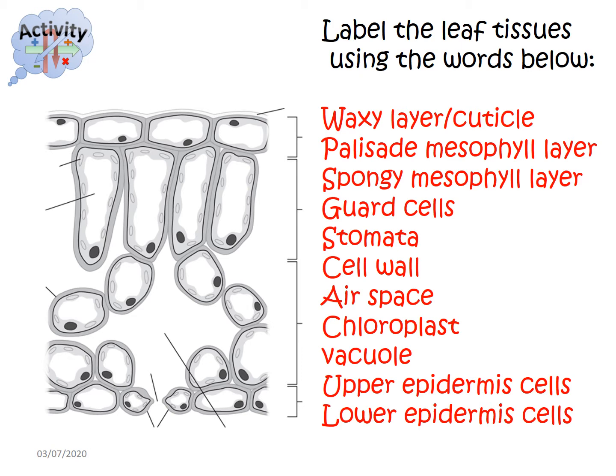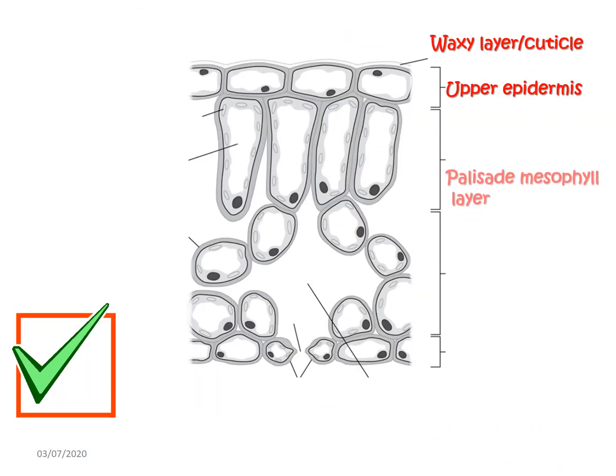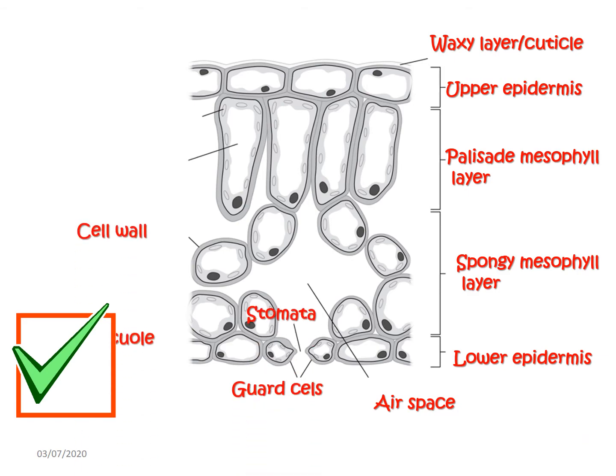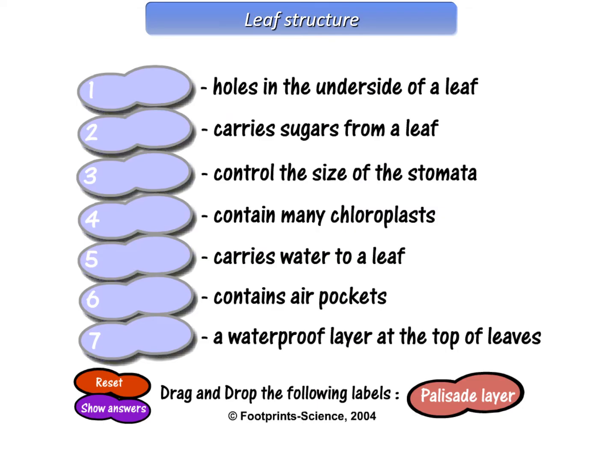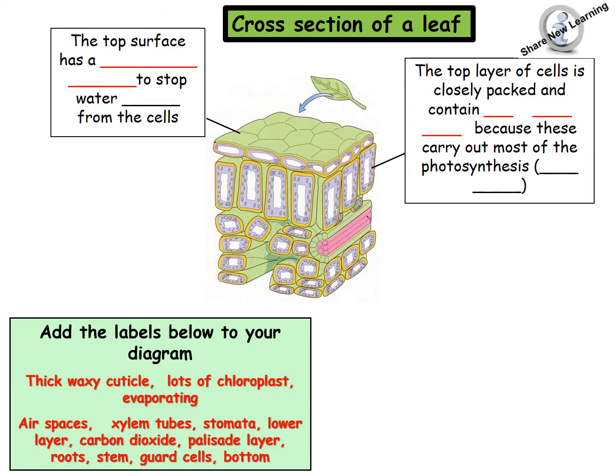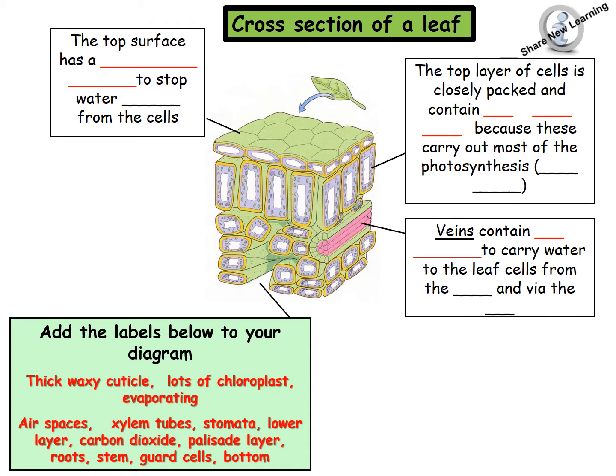Label the tissue's structure using the words below. How many did you get right? Match the leaf structure to the function. Please drag and drop the labels to their correct place. Study the diagram carefully. Add the labels below to your diagram.